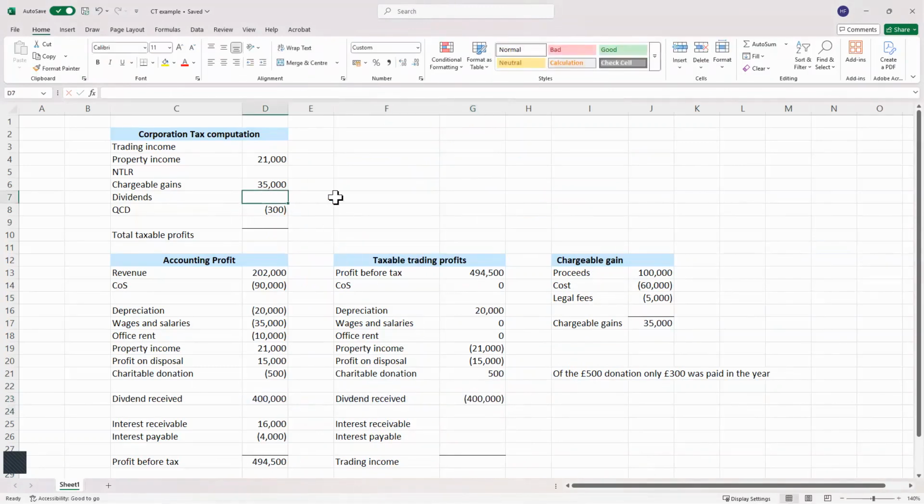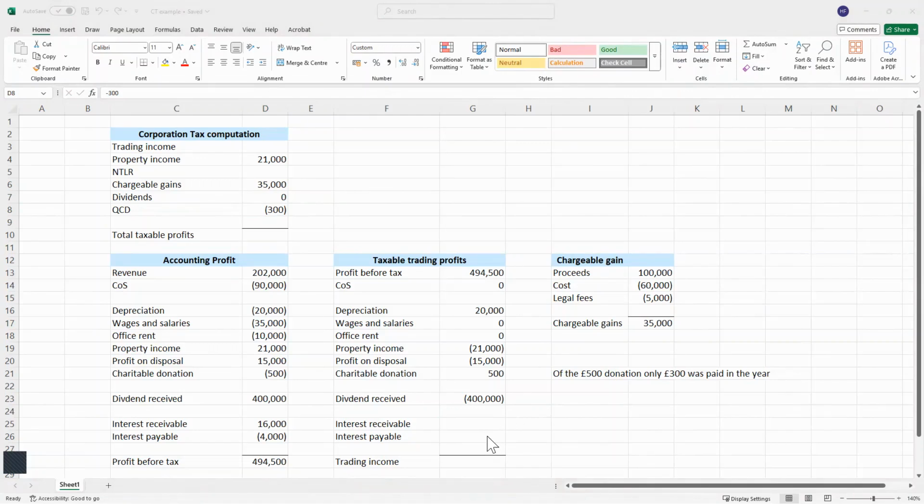We would then expect to put the £400,000 up here, but as we know dividends are exempt, we will put a 0 in here. So a key point to remember for corporation tax, dividends received are exempt from corporation tax. The only time that you need to consider dividends is when you're working out your augmented profits, which we'll come on to later in this lesson.